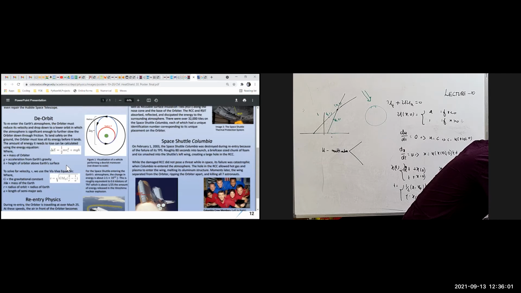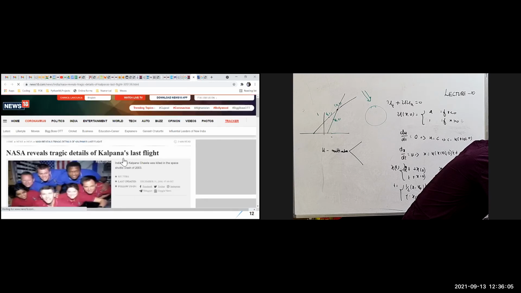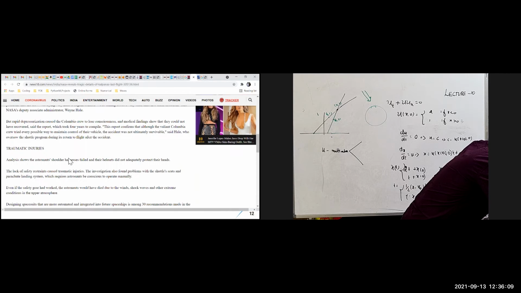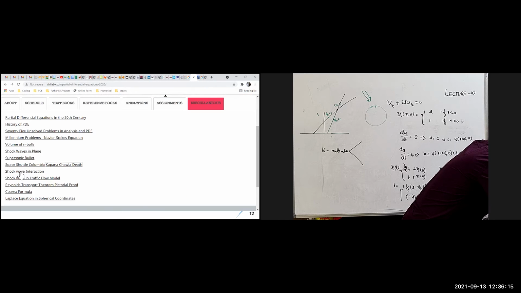So this is one more thing. You can view this article also, about Kalpana Chawla's death, last flight. Here also they might have mentioned the shock waves, how it happens, etc. So this is also another thing which you can refer to. One more thing, two more things actually.